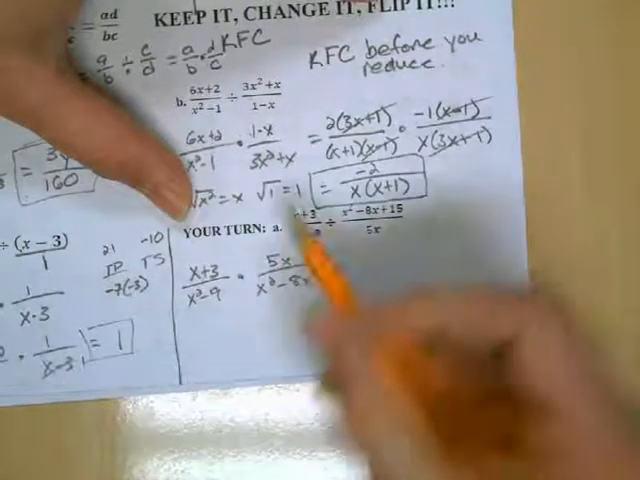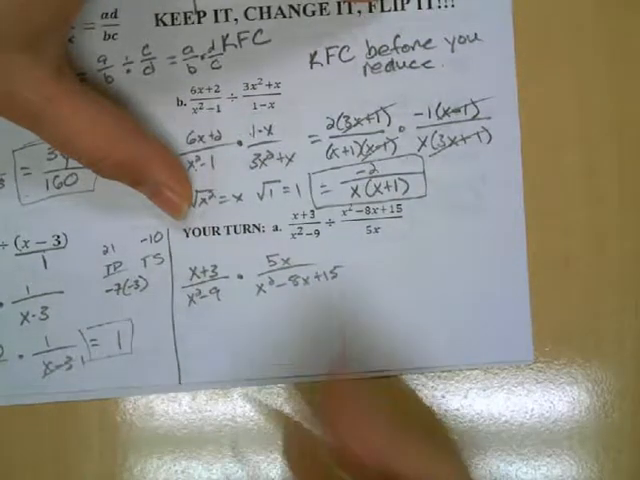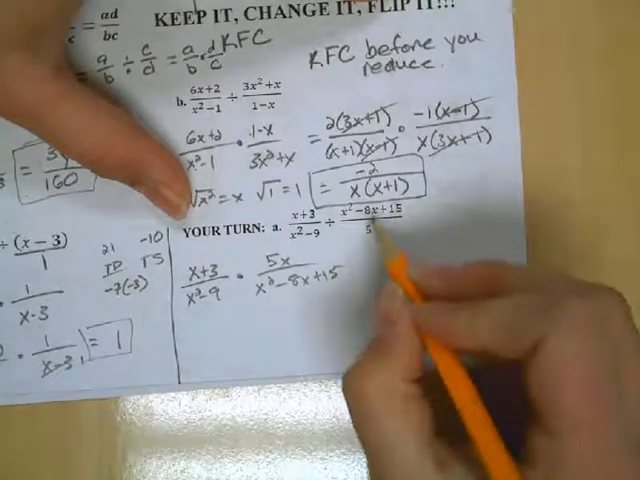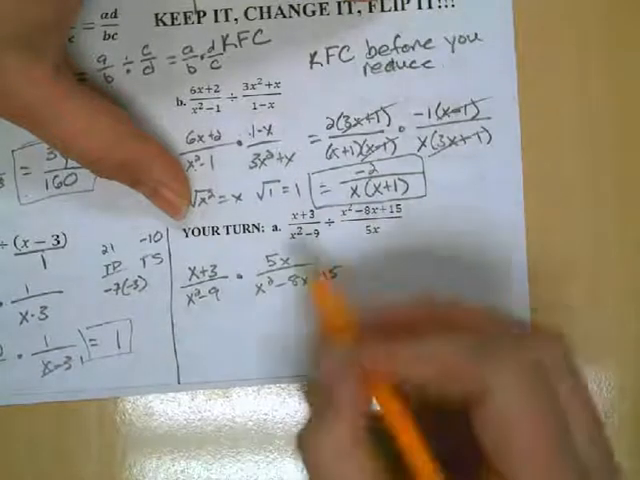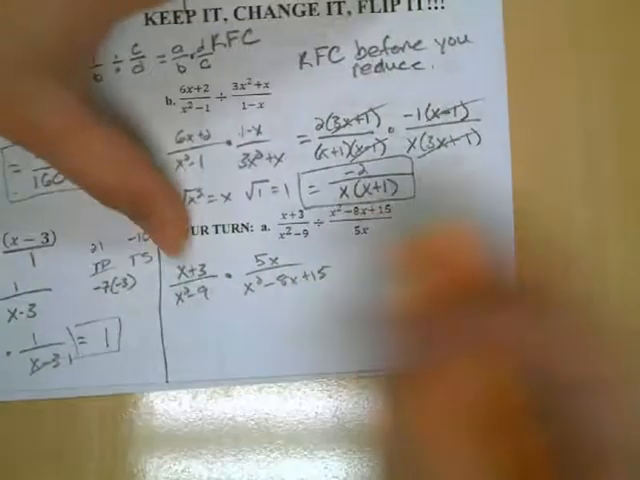We flip this over, 5x goes on top. It does matter which one you flip. You have to keep the first the same and flip the second one. You can't switch the order. I can't flip the first. That doesn't work. You have to flip the second term. From there we factor.